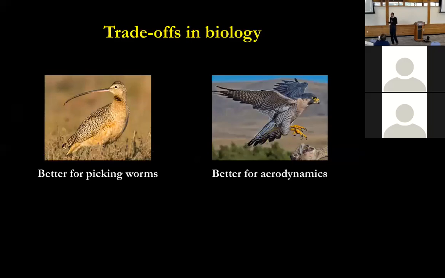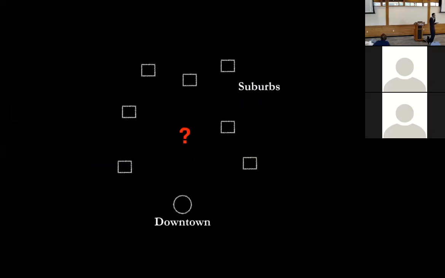So this is a problem that evolution has to solve, and the idea is that if both of these are really important for survival, then evolution might have come up with some good compromise or some good trade-off between these two things. But the question is, how do we know that? And how do we actually go in and quantify how well evolution did in resolving these kinds of trade-offs?